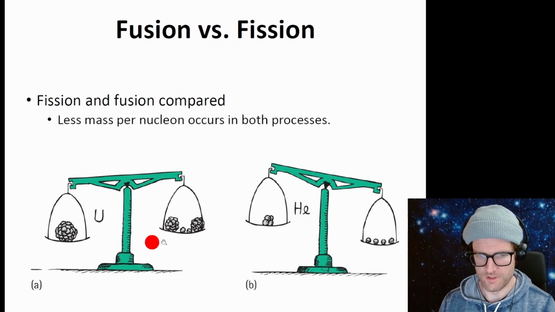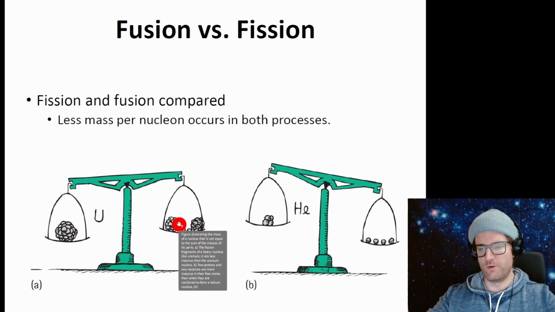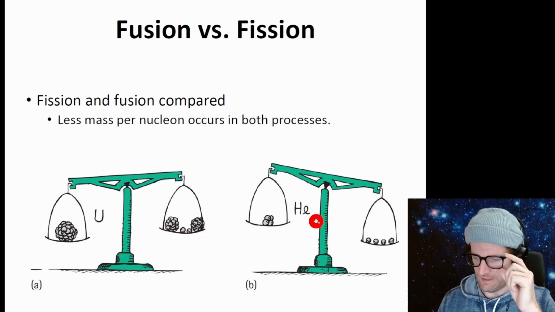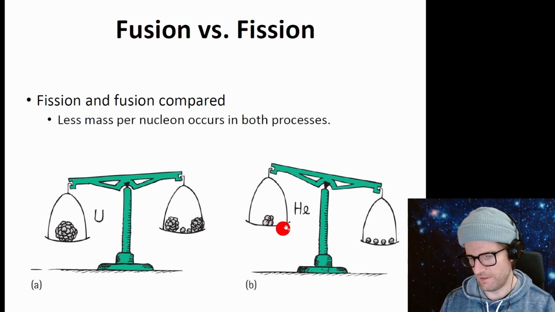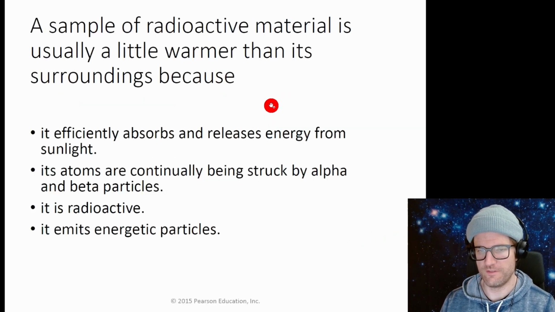Okay, so this is showing us the mass changes. Uranium has a heavier mass than its constituents when it's broken up, and helium is lighter than 4 hydrogen atoms, or in this case protons. Okay, let's do some more questions.